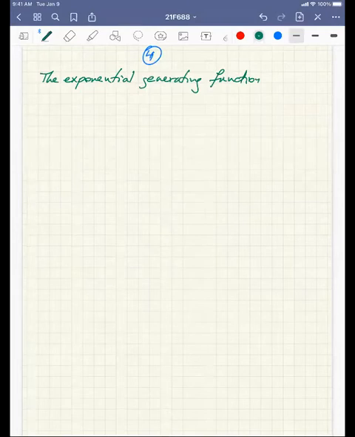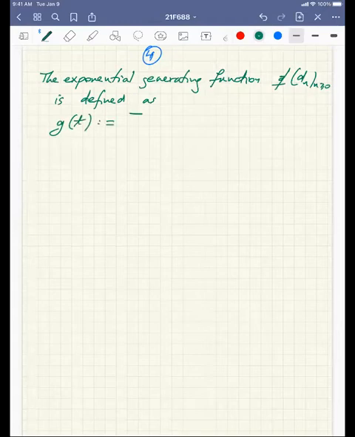So let us try to find a formula for d_n now. We'll give 2 proofs for the formula for d_n. The first one will look much more complicated than the second one. The first one involves the exponential generating function of our sequence d_n, which is defined as g(t) equals the sum from n equals 0 to infinity of d_n divided by n factorial times t to the n.